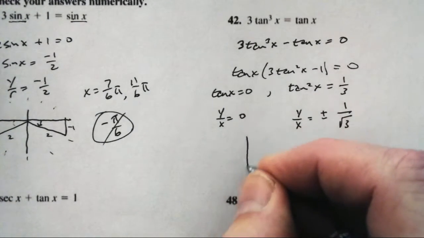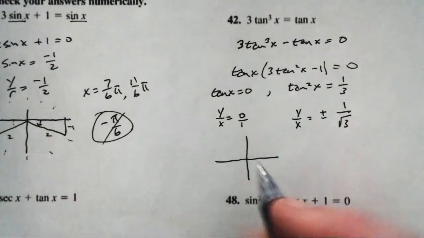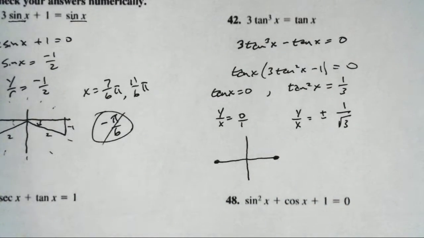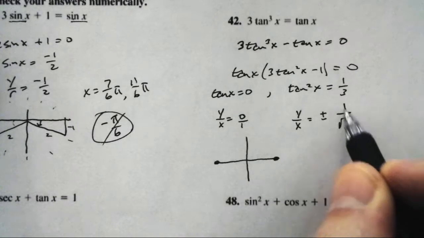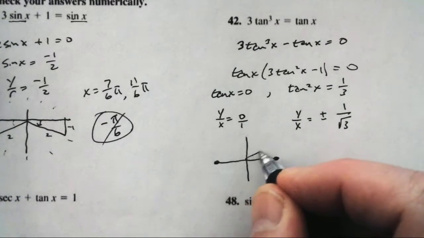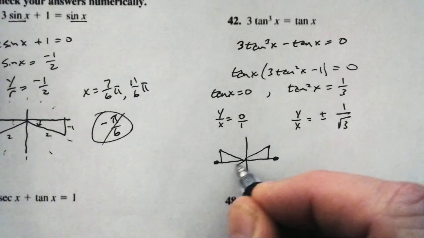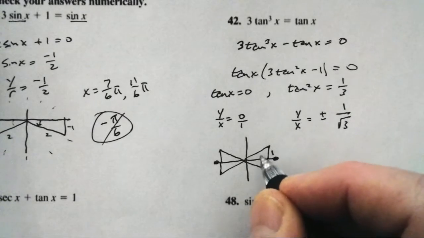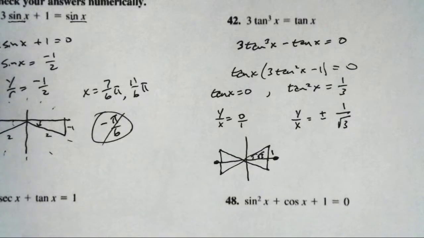So let's take a look. When is y on x 0 on 1? When y is 0. Here and there. When is y on x 1 on square root of 3? Those are 30, 60, 90s where x is long. It happens here. It happens here. It happens here. It happens here. All of those would be ratios 1 on square root of 3. Those are all 30, 60, 90 triangles, 30-degree reference angles.